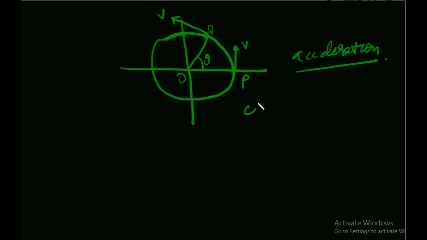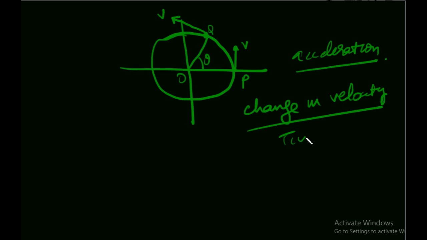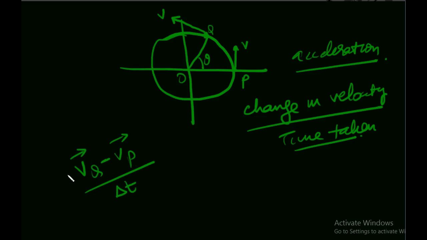You see, acceleration is the change in velocity per unit time taken. So change in velocity means V at P, this was the initial velocity, and V at Q, this is the final, minus initial, divided by the time taken for the particle to travel from P to Q. This would be the acceleration.